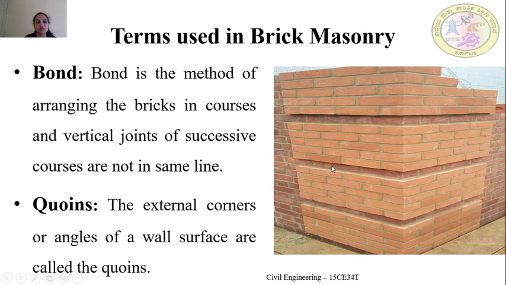The next term is the quoins. What are quoins? The external corners or angles of a wall surface are called quoins.